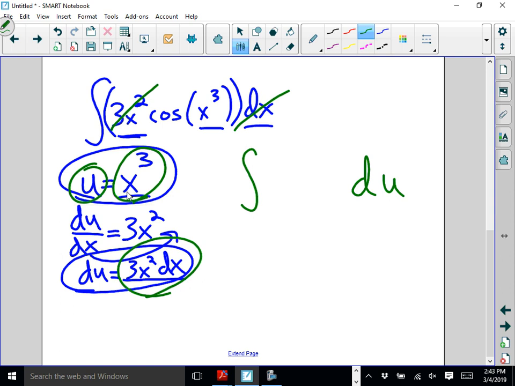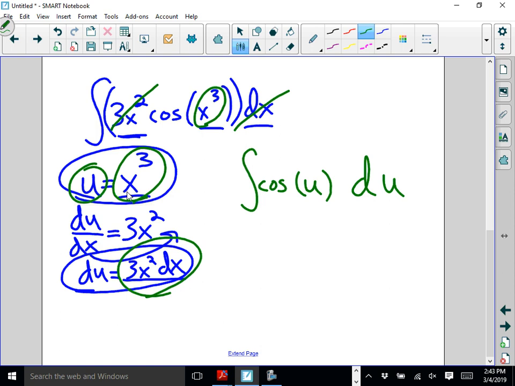So this x cubed here is going to be changed to a u. And the only thing I never accounted for was cosine. So substituting this integral, I took it from something ugly, the integral of 3x squared cosine of x cubed dx, and changed it into something really nice, the integral of cosine u du. That's a really easy integral. That's a really easy antiderivative, right?